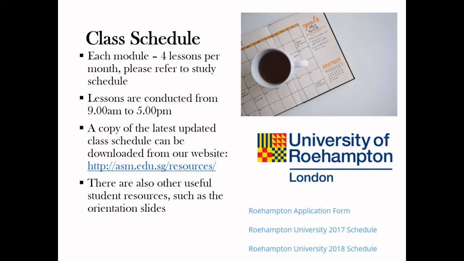Each module has around 4 lessons per month. For more information, please refer to the study schedule. Lessons are conducted from 9 a.m. to 5 p.m. For more information, a copy of the latest updated class schedule can be downloaded from our website. Other useful student resources such as the orientation slides are also available on the website.